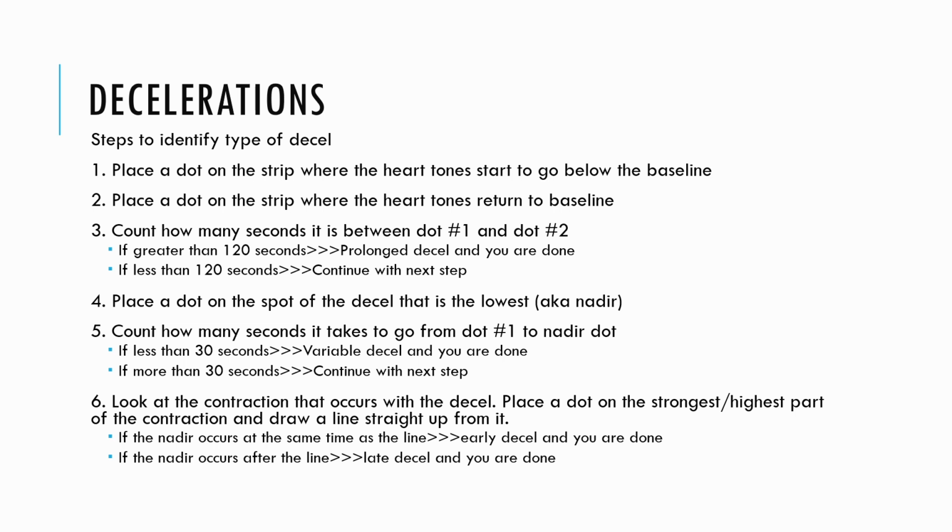So when we're looking at a strip and we identify that there's some decels occurring, we need to really identify which type it is, because as you've seen on the other strips or the other slides, different things can cause different decelerations, and not all of them are bad, right? An early deceleration is okay. So how do we go about identifying what type of decel it is? So there's 6 different steps that can walk you through how to identify which type of decel it is.